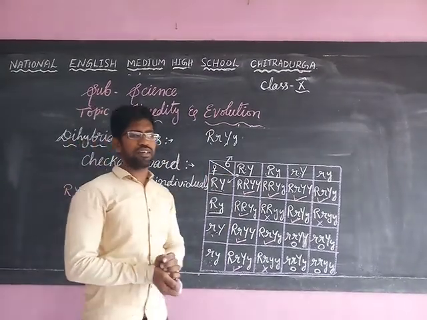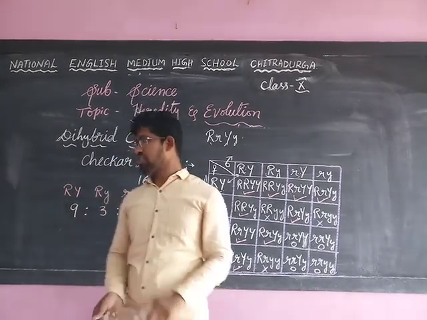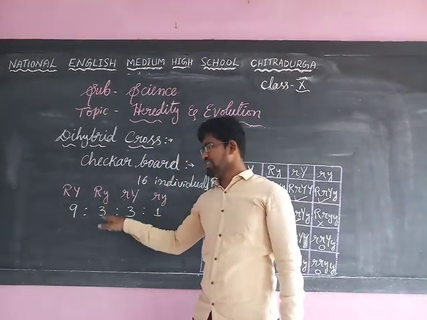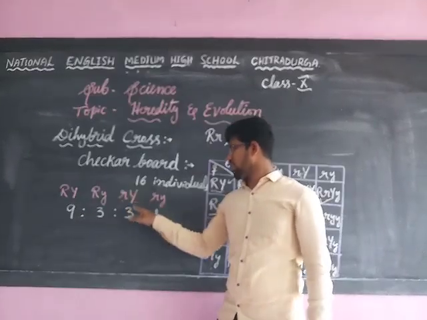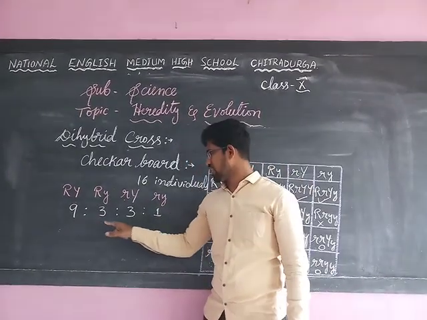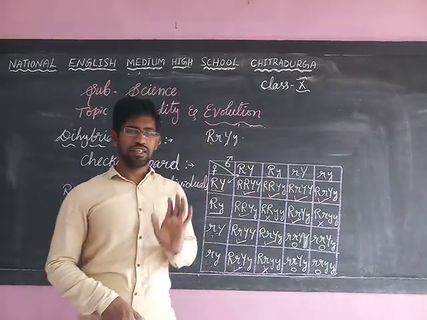So like that, we are dividing the 16 individuals into 4 characteristics, in which round yellow are 9 individuals, round green is 3, wrinkled yellow is 3 and wrinkled green is 1. So this is the ratio. 9 is to 3 is to 3 is to 1. It is the phenotypic ratio of the dihybrid cross.